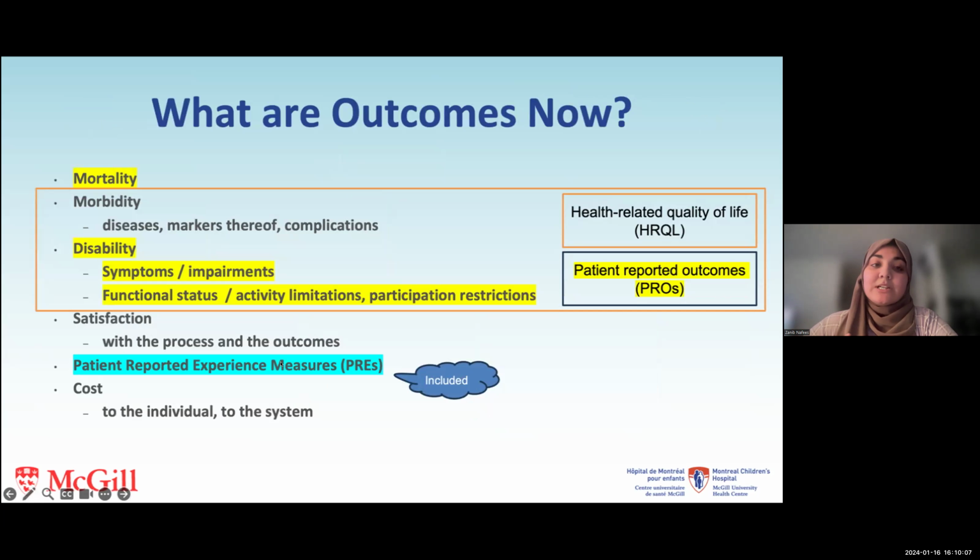So what are outcomes now? Health assessment outcomes cover various aspects of well-being, including mortality, morbidity, disability, symptoms, functional status, satisfaction, and cost. This comprehensive approach explores physical health, personal happiness, and economic implications. Patient-reported experiences also provide valuable insights, enhancing the evaluation of health outcomes with individual perspectives and satisfaction.